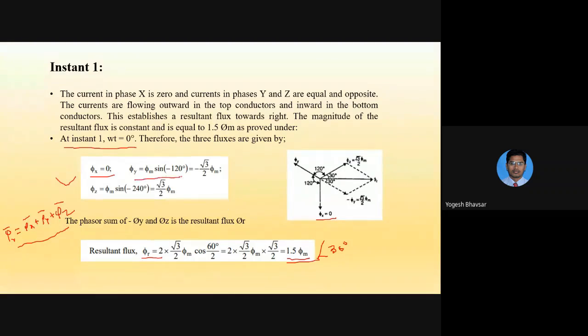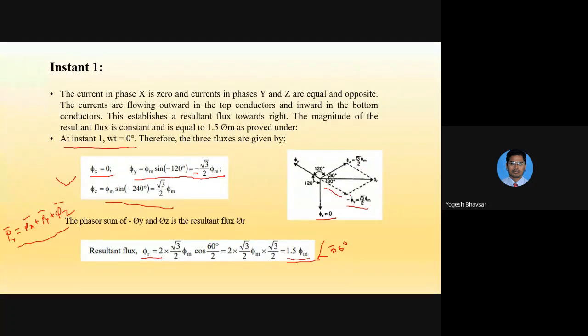Phi y, which is -√3/2 phi m. So this, as the sign is minus, so for this phasor phi y, we need to take negative of that phasor. So by dotted line, we have shifted to the opposite side. So this will be minus phi y. So it is root 3 by 2. And phi z, it is plus root 3 by 2. So it is, we have to mark on the same existing phasor. So it will be root 3 by 2 phi.